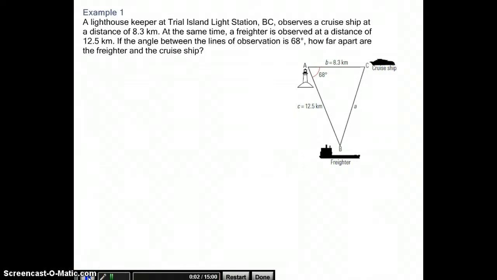We're continuing section 7.2, which is the cosine law, and we're starting today with word problems. So we'll have a look at example 1. Here, from a lighthouse, one boat is observed 8.3 kilometers away, another is observed 12.5 kilometers away. The angle between the two lines of sight to the boats is 68 degrees. So how far apart are they?